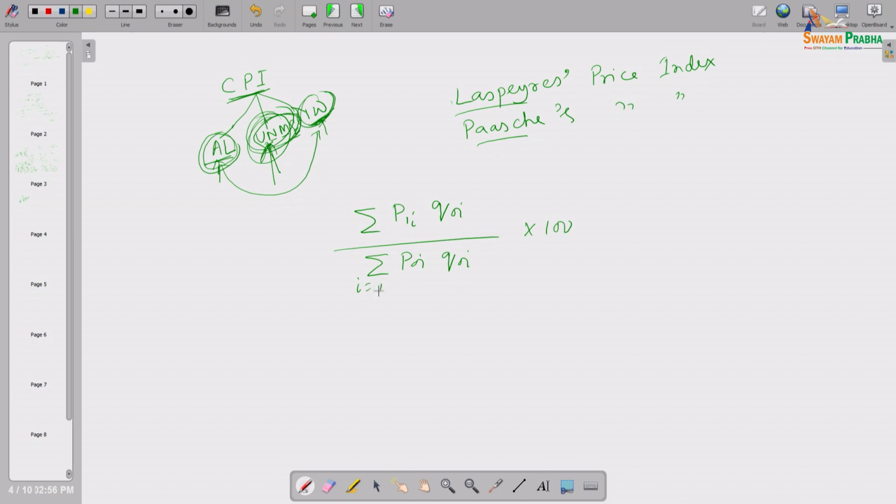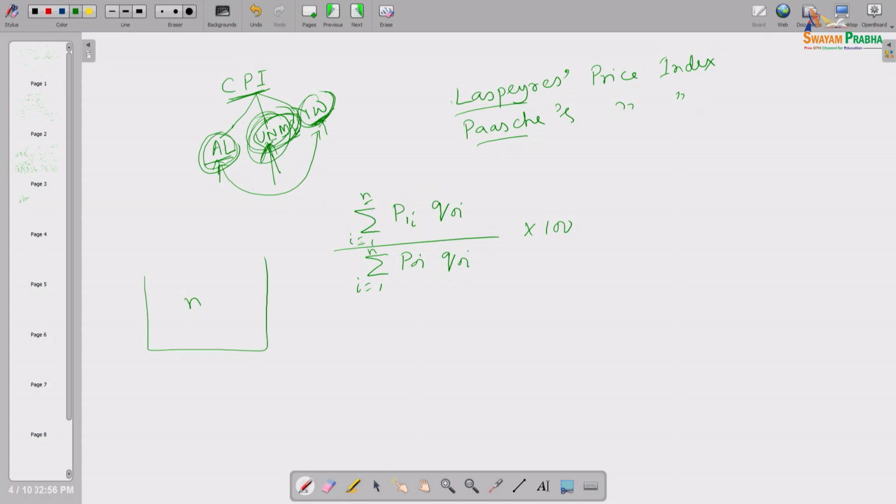This sigma over i running from 1 to n. What is n? n is the number of commodities in the consumption basket. Suppose this is my consumption basket, there n different commodities, flagged by i. When i equals 1, say rice; i equals 2, maybe bread; i equals 3, maybe milk; i equals 4, maybe petrol; i equals 5, maybe cloth, like that.